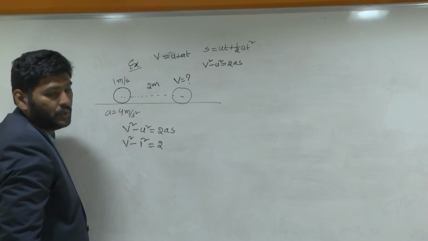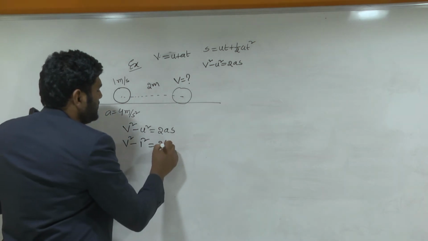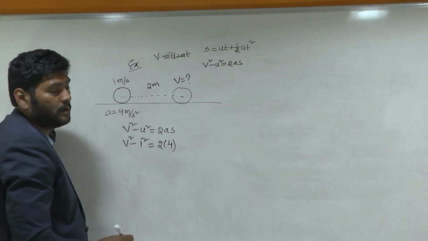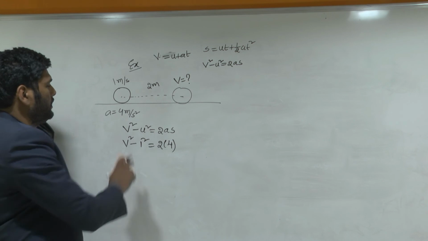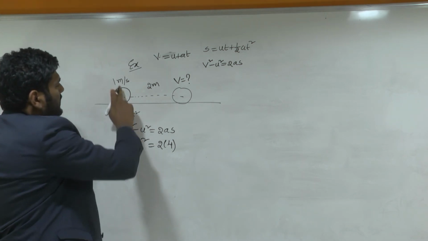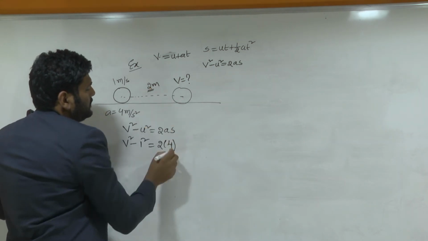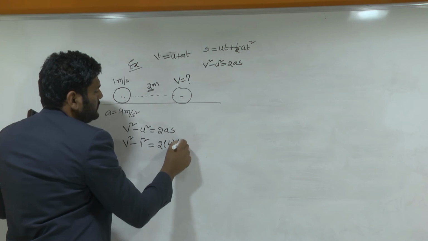What is the a value? Acceleration, how much is it? 4? 4. The acceleration is 4 meter per second squared. Initial velocity is 1 meter per second. And the displacement is how much? 2 meter.